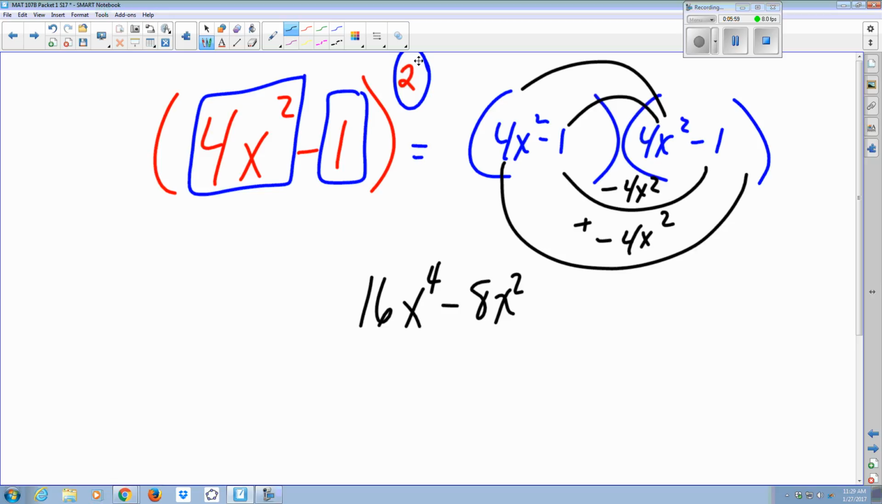Negative 4x squared and negative 4x squared give you negative 8x squared, and then you have your plus 1. So notice you get those two that you always think it is, but you've got that darn middle term you got to remember. Okay? That's a biggie. That's one that we often forget. Questions on that before we move on?